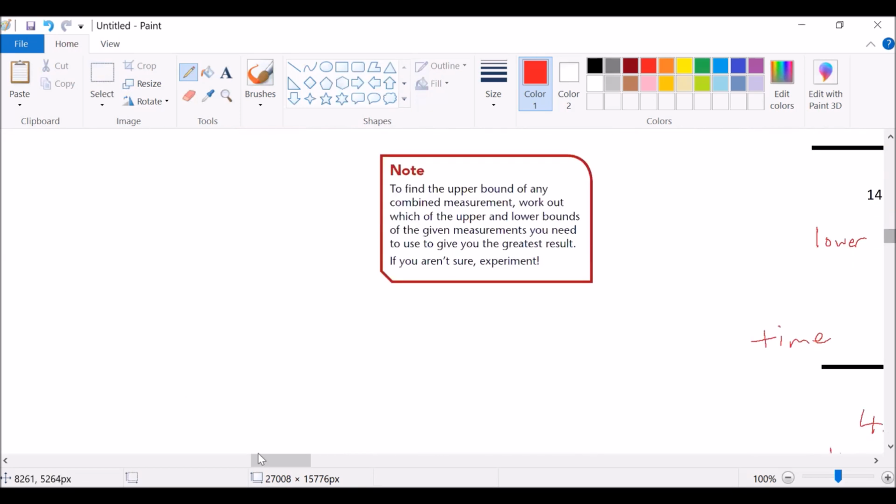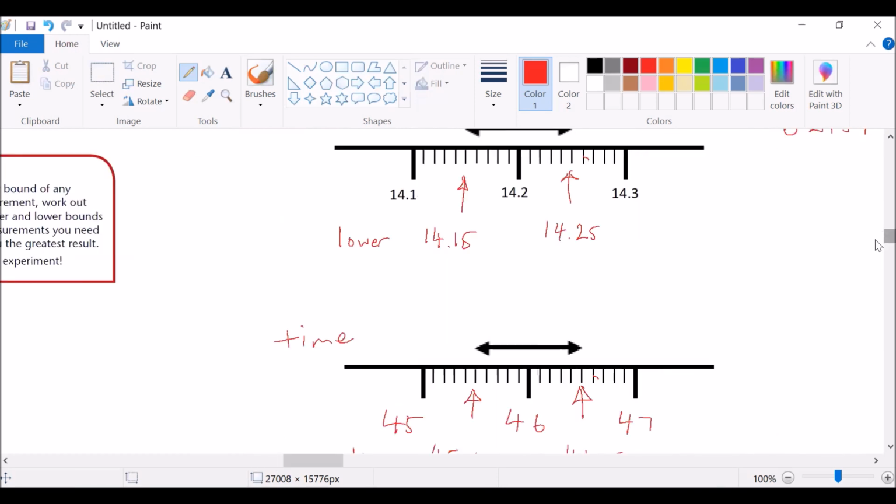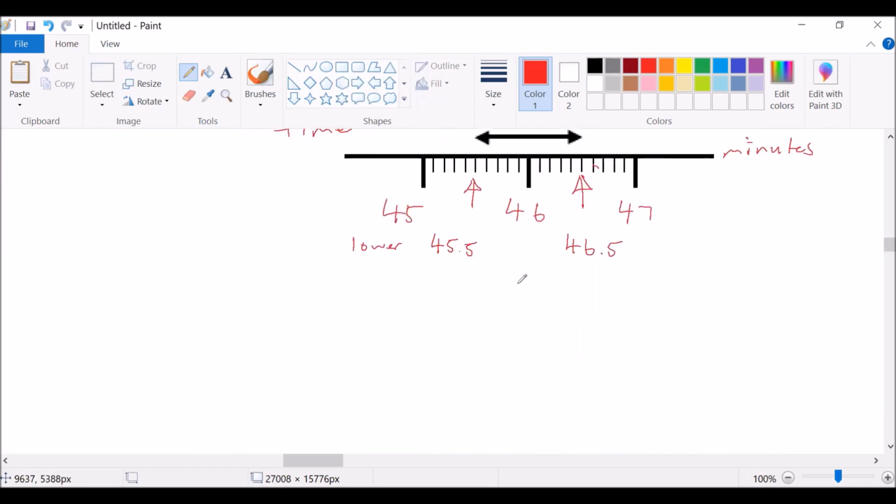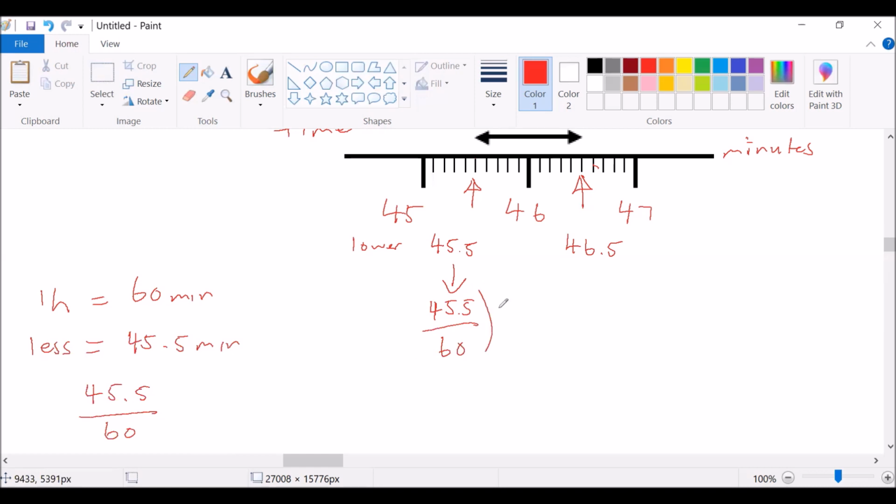So we have kilometers in distance, but our time is in minutes. So we have to convert these to hours. 1 hour is equal to 60 minutes. What about 45.5 minutes? This will be equal to less. So we take the smaller number on top, larger number on bottom, which is 45.5 over 60. Now it's in hours.